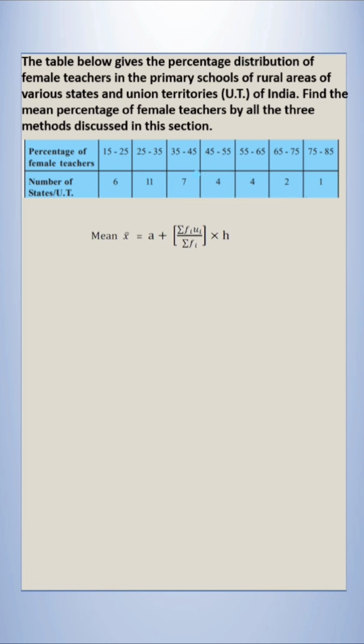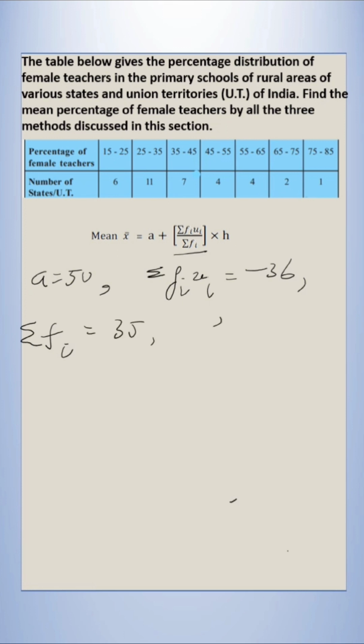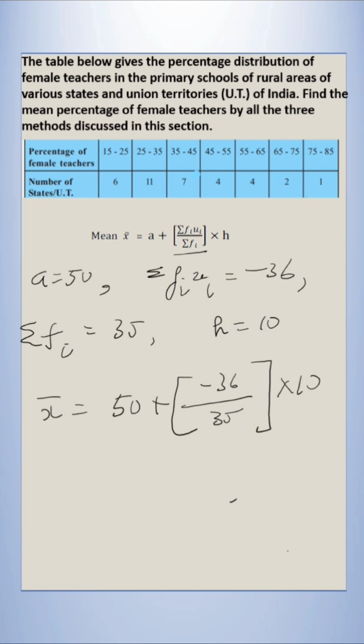So A is 50. We have already found it out. Summation of fi ui is minus 36. Summation of fi is 35. h is 10. So mean x bar is equal to A, which is 50, and we are substituting the values: minus 36 upon 35 into h, which is 10. Here you can observe we can cancel these two. 5 twos are 10, 5 sevens are 35.